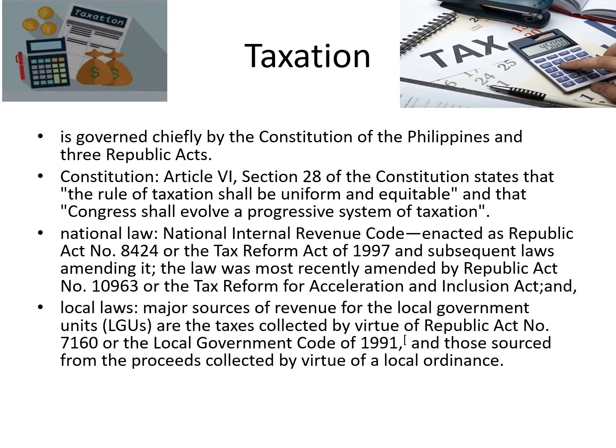Next, we also have the local laws. These are a major source of revenue for the local government units, or the LGUs. So the tax collected is by virtue of Republic Act 7160, or the Local Government Code of 1991, and those sourced from proceeds collected by virtue of local ordinances. These are the ones passed under the local government, like your business tax, your business permit, mayor's permit. Those are the things that are collected. Your residence tax is also collected under our local law.